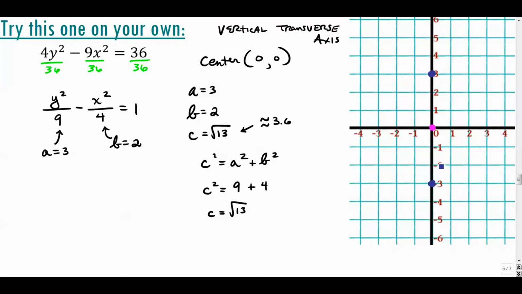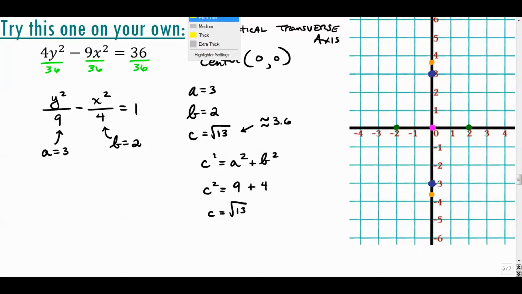The foci are going on that same vertical transverse axis, up 3.6 and down 3.6. I'll put those in, I don't know, orange or so. So that'll be right around here and right around here. The b term is 2. That'll lead us left and right. These are the endpoints of our conjugate axis.